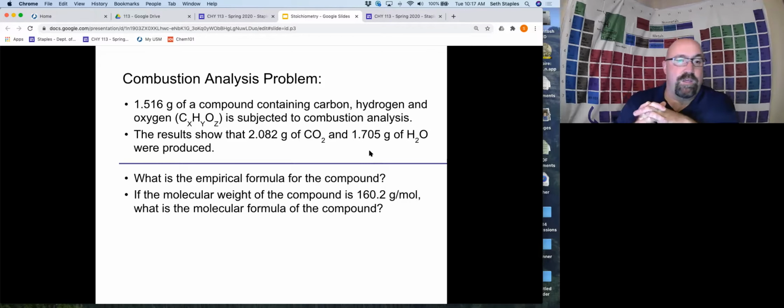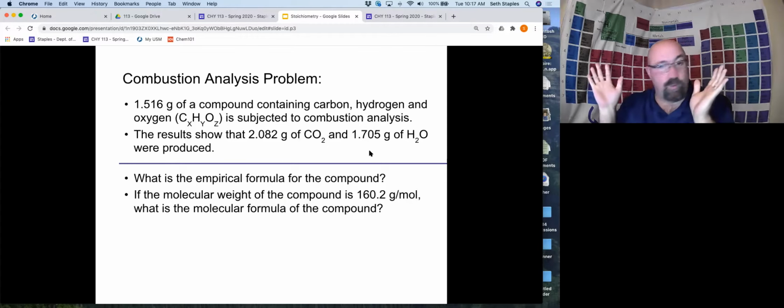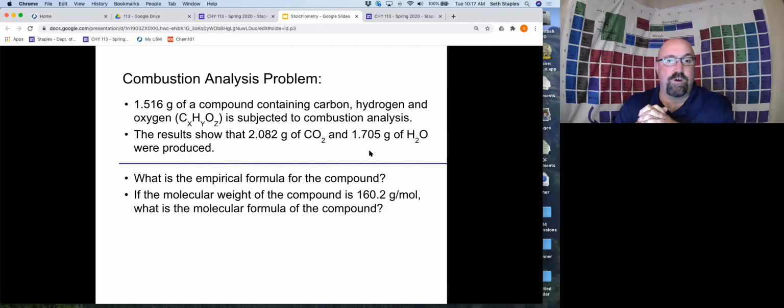And so we're starting here with 1.516 grams of some unknown hydrocarbon. Again, we don't know what this is. All we know for sure is that it contains carbon, hydrogen, and oxygen. That's all we know about it. We send it through this combustion process. And in doing so, we then find the mass of CO2 produced to be 2.082 grams, and our mass of water produced to be 1.705 grams. And so from that, we can actually calculate the empirical formula of this compound. And then in this example, we do have access to a mass spectrometer. So using that, we also know that the molecular weight of this compound is 160.2 grams per mole. So once we find the empirical formula, we can use this molecular weight to find the actual molecular formula as well.